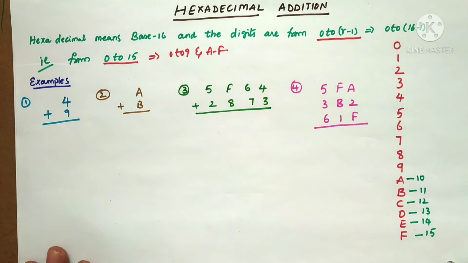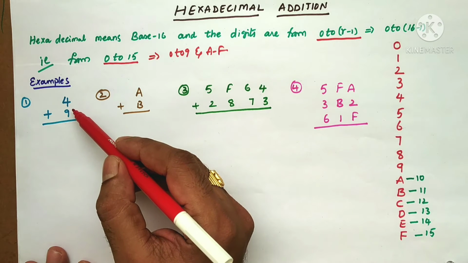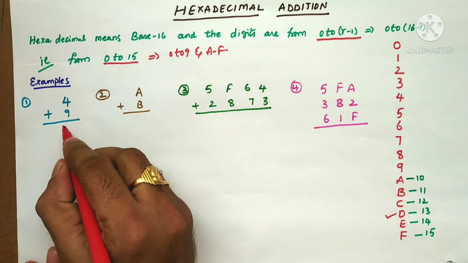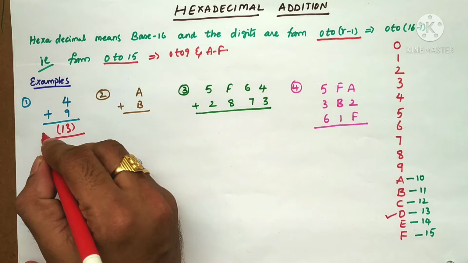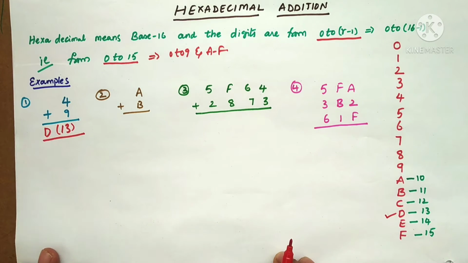4 plus 9 means 13. 13 is in the hexadecimal number system, and 13 means D. So write here, D is the answer. Okay. Second example, A plus B.